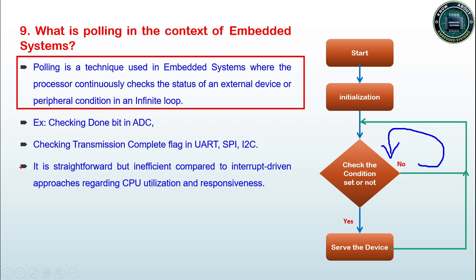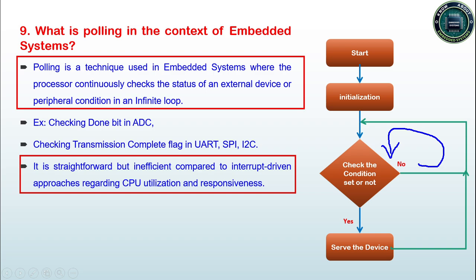One major drawback with polling is that it is a waste of time. Most of the time will be wasted in monitoring only. If the condition is not met, then the processor continuously wastes its time just to monitor the particular condition or a particular bit. Okay, so this is called polling.